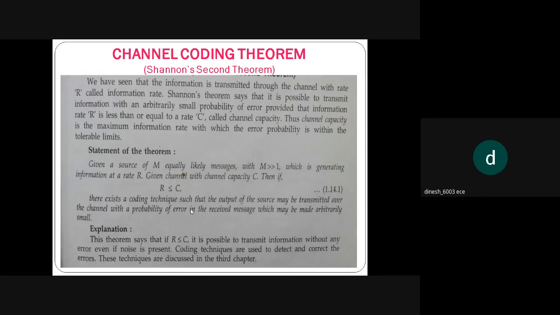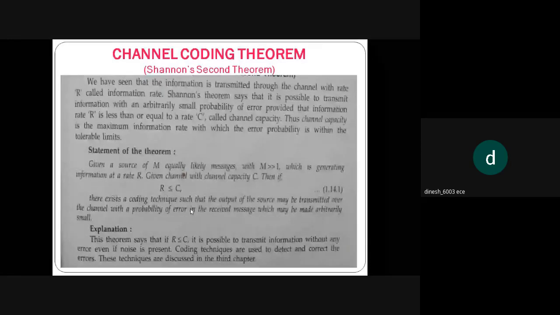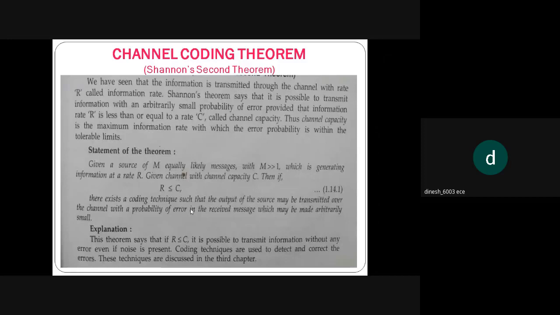So this theorem states that with a source of message sequences, where m is greater than or equal to 1, normally message sequences greater than 1, which could be binary, ternary, quaternary and so on, having information rate R, we define that R is less than or equal to C. If this is satisfied, Shannon's second theorem is satisfied, with R less than or equal to C.